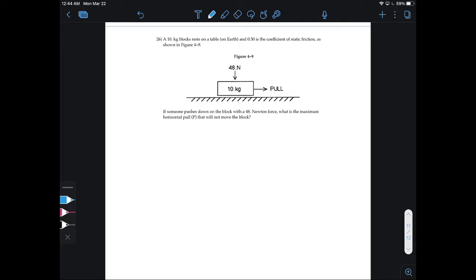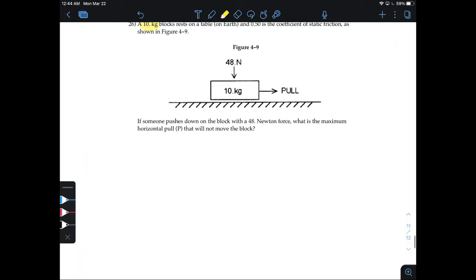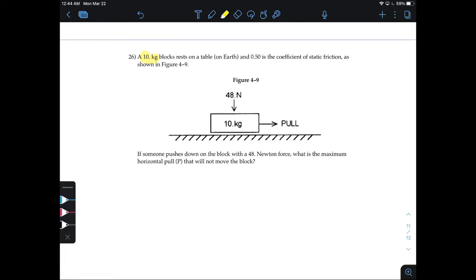Okay, so we're going to read the problem, and we're going to highlight it. So we've got a 10 kilogram block, let me zoom in, actually. A 10 kilogram block rests on a table. It's on Earth. Great. Love that. And 0.5 is the coefficient of static friction, as shown in figure 4-9. Obviously that's figure 4-9. Someone pushes down on the block with a 48 Newton force. What is the maximum horizontal pull that will not move the block? So we want a maximum horizontal pull.